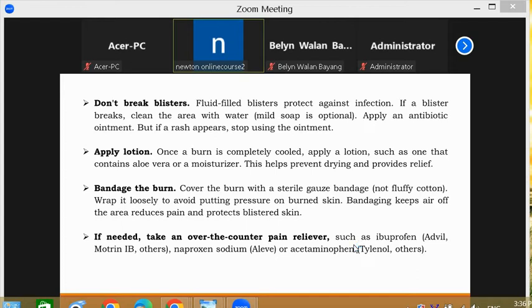So you have to just suddenly stop the ointment. After that, if you are finishing everything, you have to apply the lotion. Otherwise, too much fluid may be lost from the patient's body and the patient's skin will become too dry. So to avoid that, you have to apply the lotion.